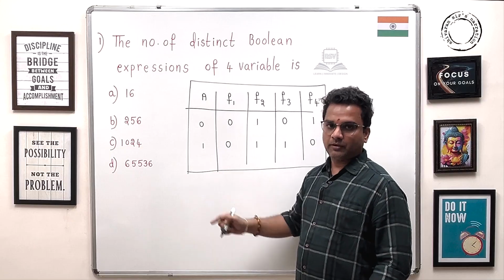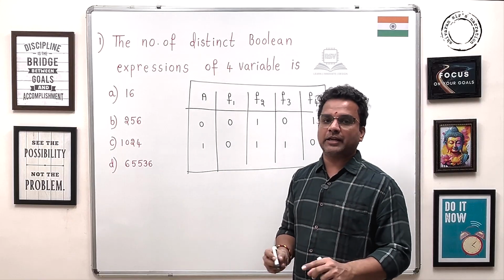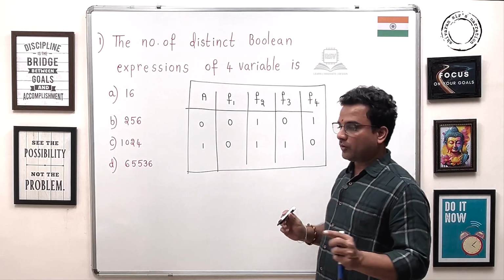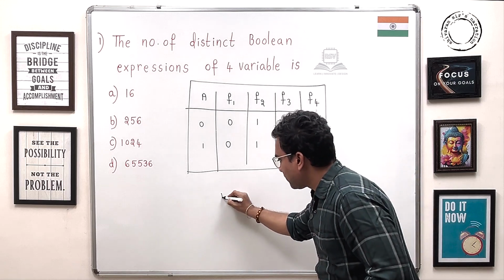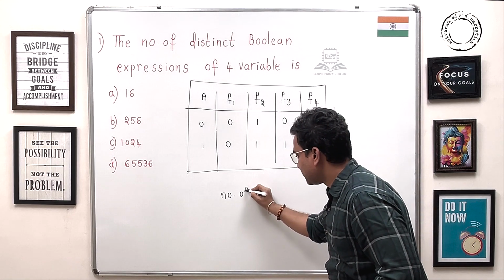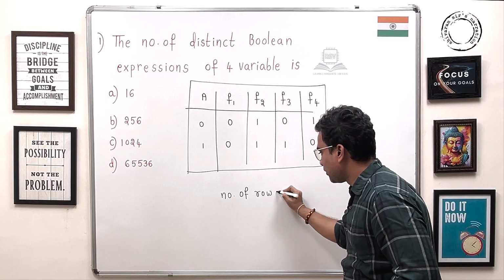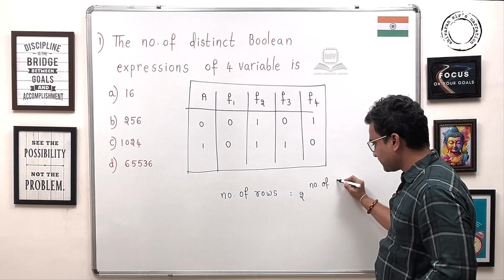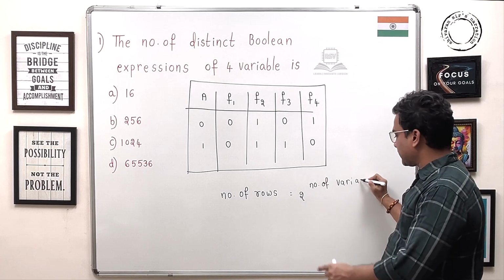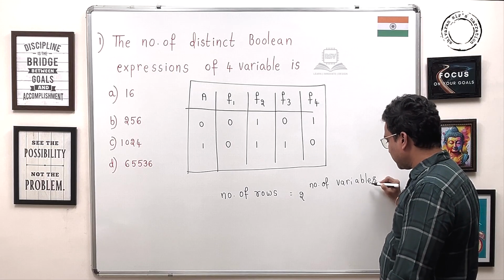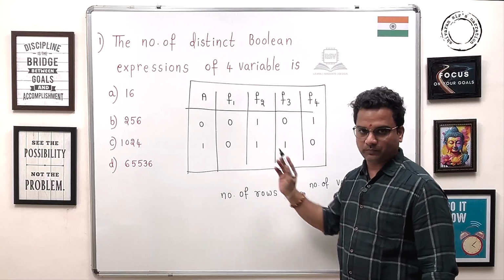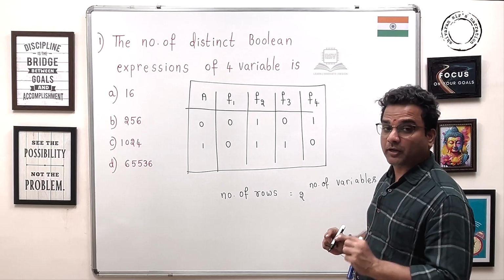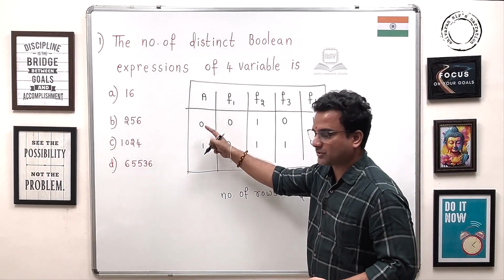Now guys, if it is one variable A, how many rows can I expect? 2 rows. Similarly, if it is 2 variables, I can expect 4 rows: 0 0, 0 1, 1 0, 1 1. Now, I am going to write: number of rows is equal to 2 power number of variables. Got it, guys? In this case, only one variable we have taken. Therefore, the number of rows is 2. Similarly, how many functions are there, guys? It depends upon 2 power number of rows.